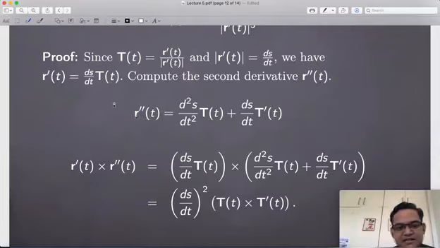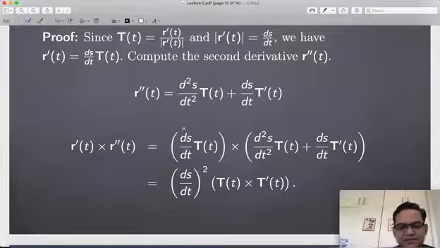Now I look at the second derivative of this. When I take the derivative further, there is a product over here. But you see this is a scalar function, this is a vector. So we had a property for how to compute the derivative of such a product. This is not really a dot, it is a scalar multiple of a vector, correct? But both are functions. So I am going to get the derivative of this, which gives me d2s/dt2 times the vector, plus this function times the derivative of the vector function.